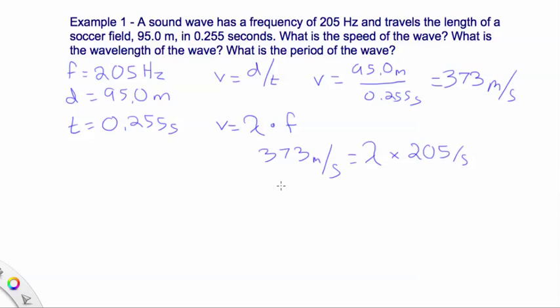So we divide both sides by 205. And we realize we have to round to 3 significant figures. And dividing meters per second by per second means the seconds cancel out. And we get 1.82 meters.